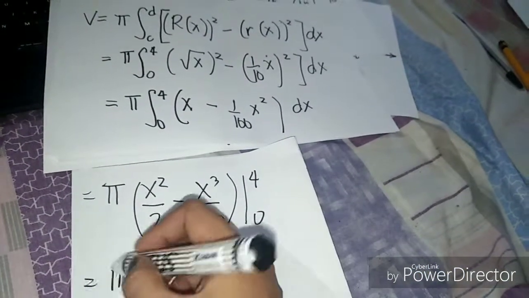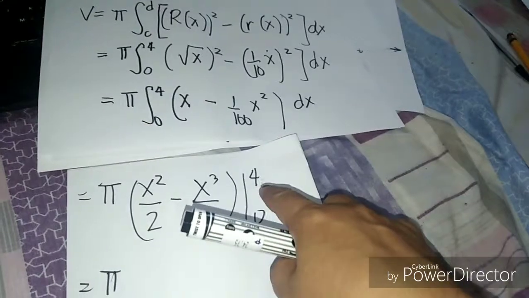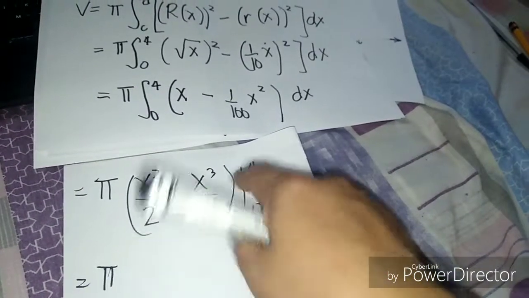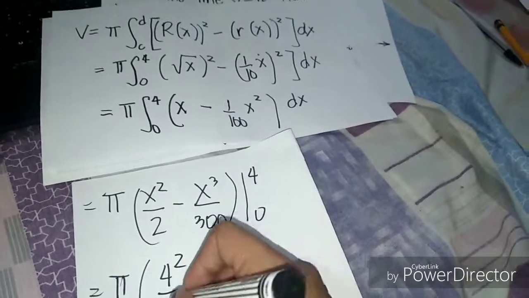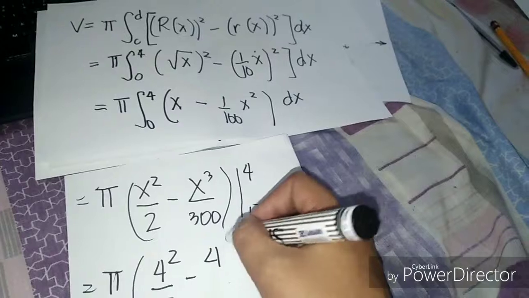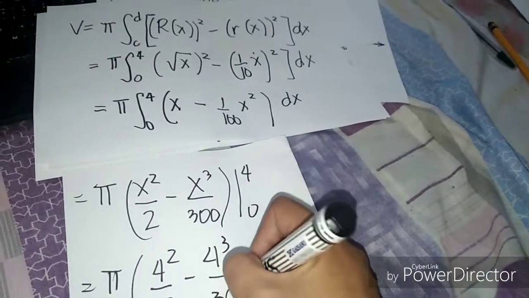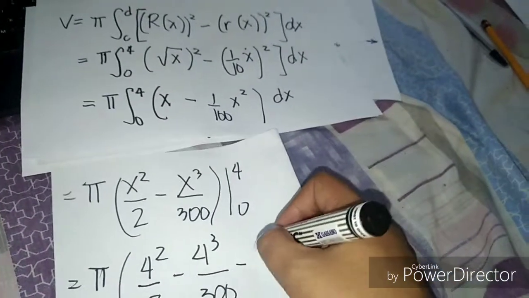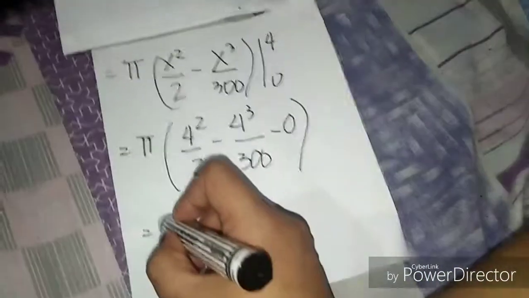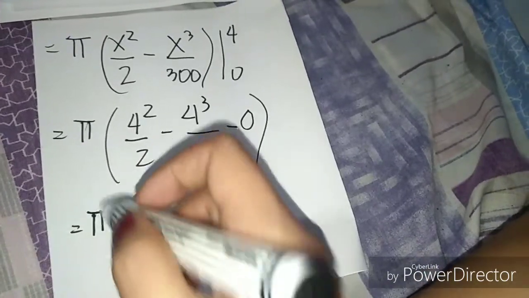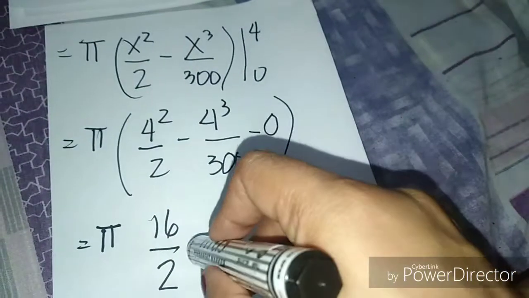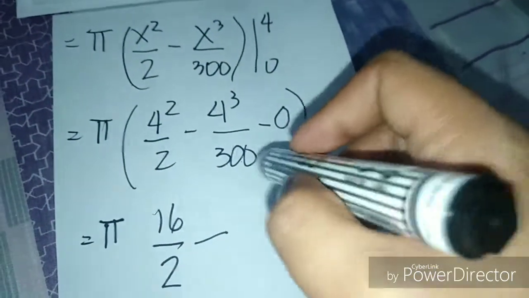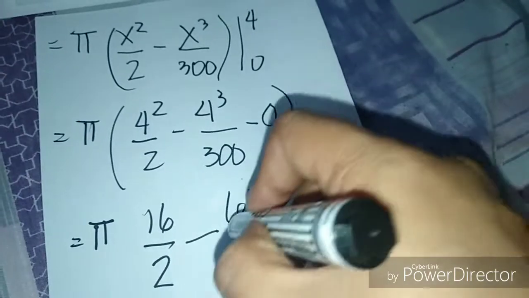Next, we are going to plug in the x values. So we have now 4 squared over 2 minus 4 cubed over 300, minus 0, then pi. 4 squared is 16 over 2, minus 4 cubed is 64 over 300.